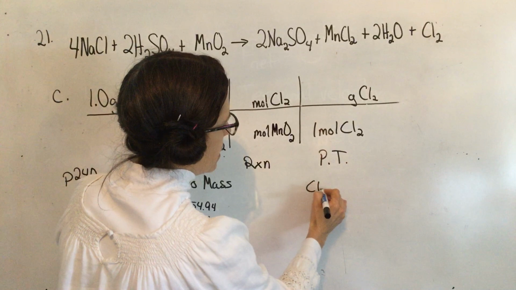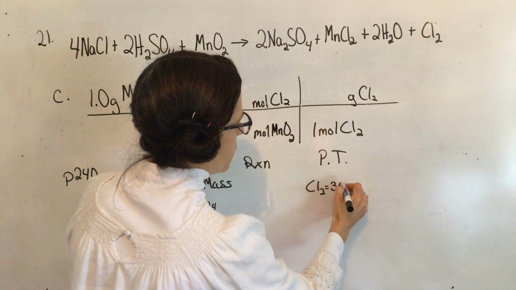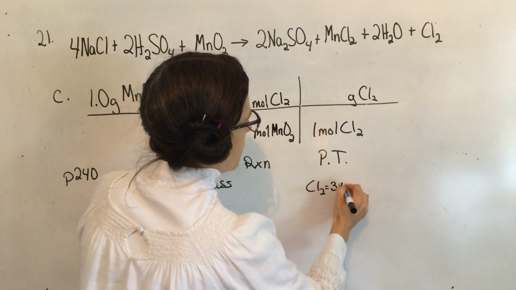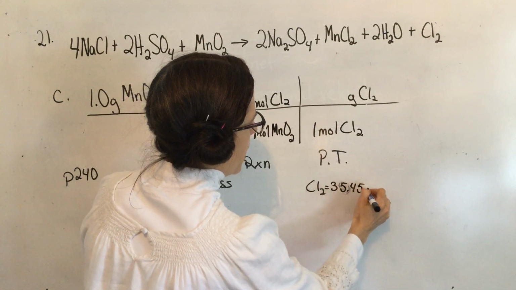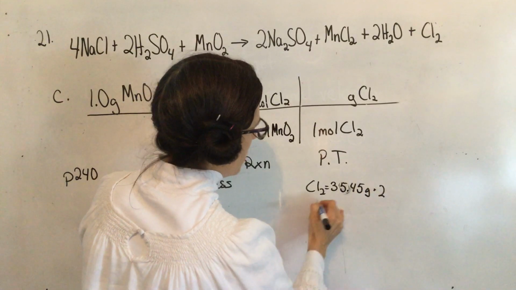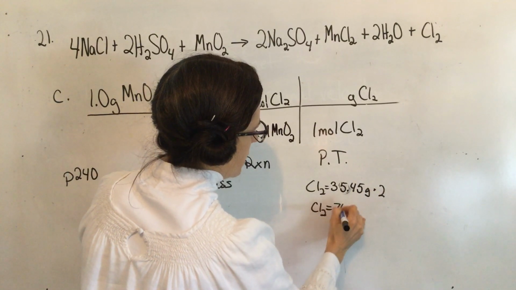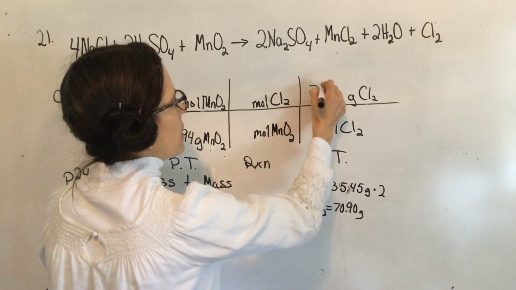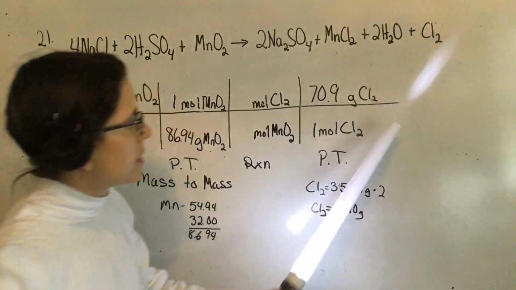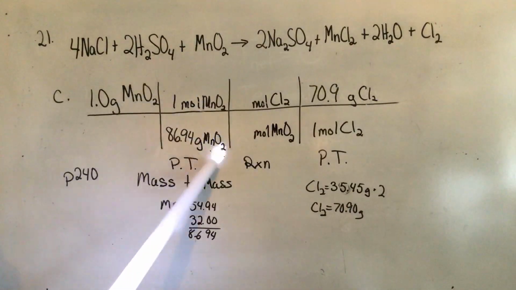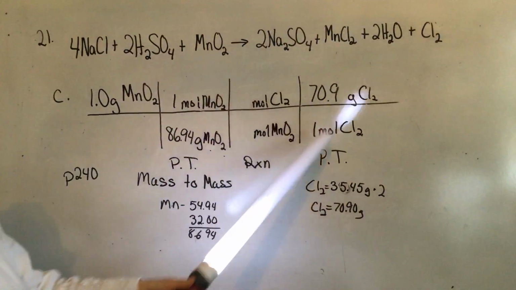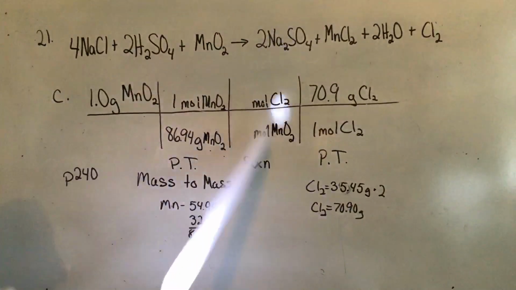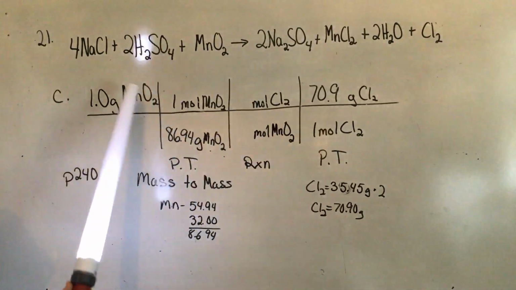Well, chlorine is 35.45. Do you remember there? 35.45 grams times 2. So Cl2 is 70.9 grams. So 70.9 grams in a mole. So again, we've got grams to moles, moles to moles, moles to grams. Periodic table, molar mass. The middle part we said comes from the reaction.